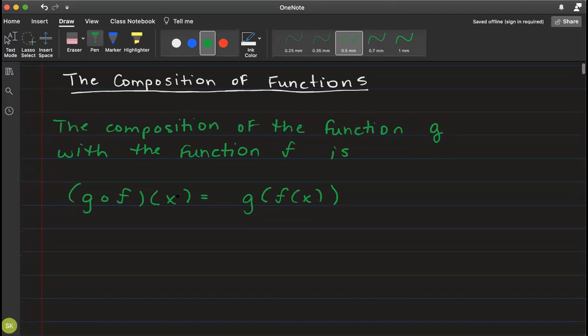We're going to look at several examples of this. First, I just want to show you the definition. And I also want to tell you about the domain.